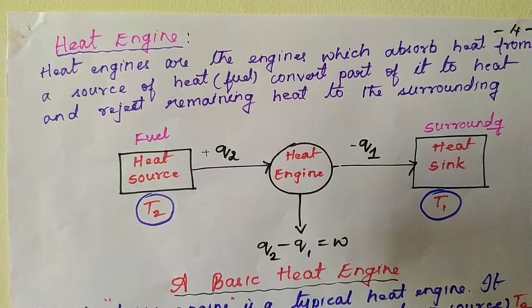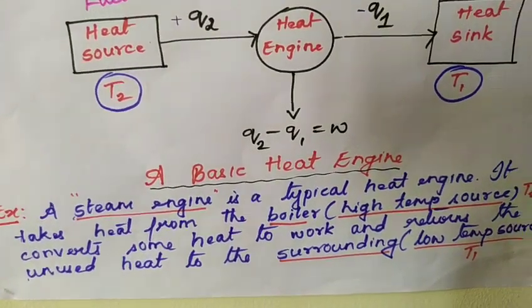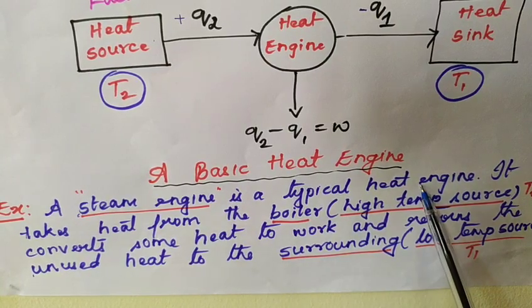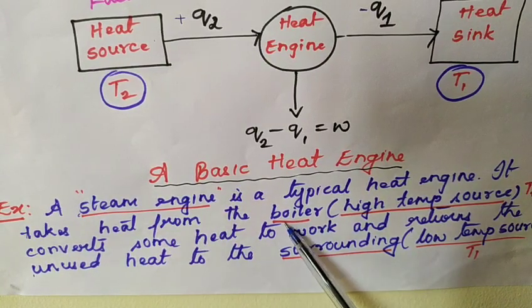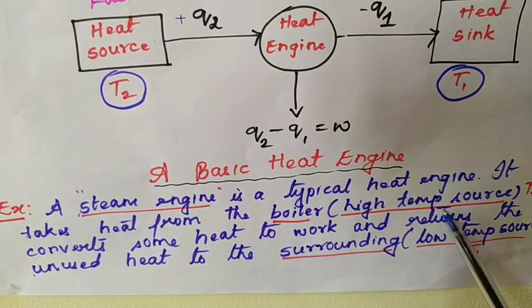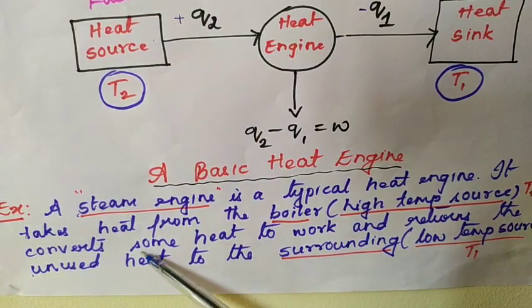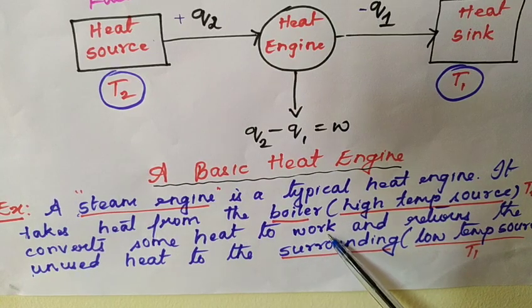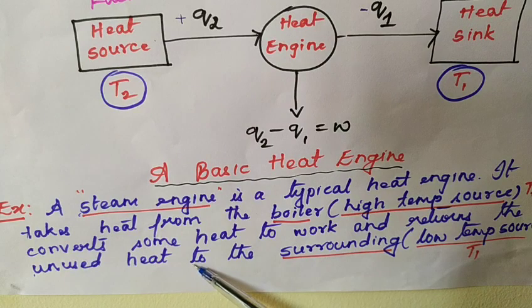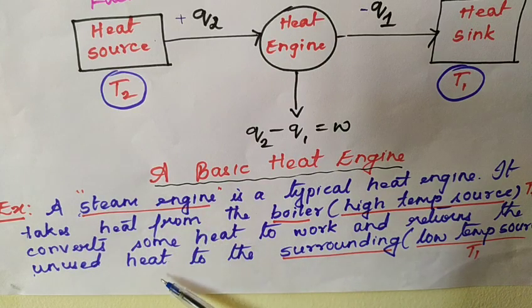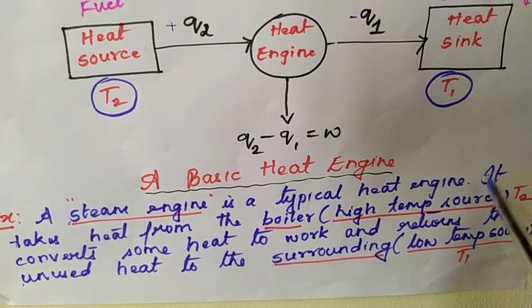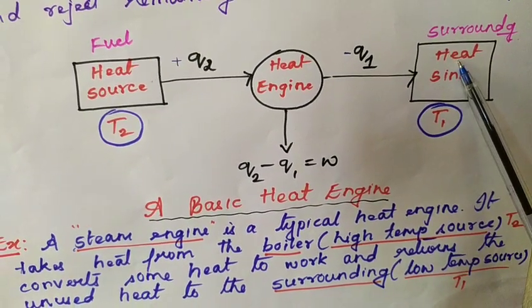A simple example of a heat engine is a steam engine. A steam engine is a typical example of a heat engine. It takes heat from the boiler, which is the high temperature source, T2, converts some heat to work and returns the unused heat to the surrounding, that is the low temperature sink, T1.